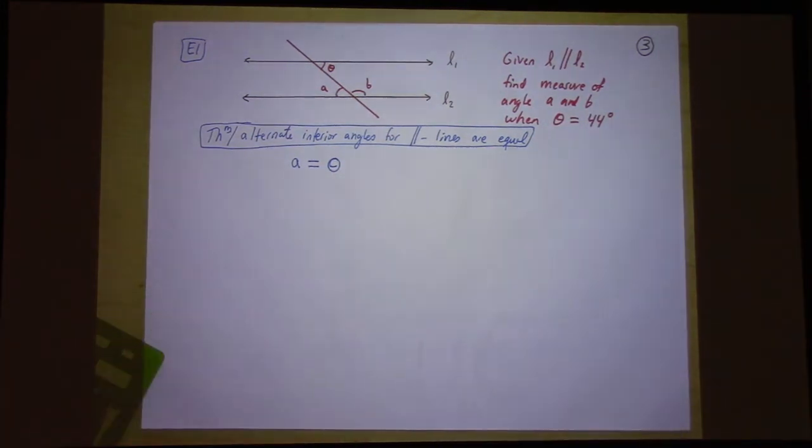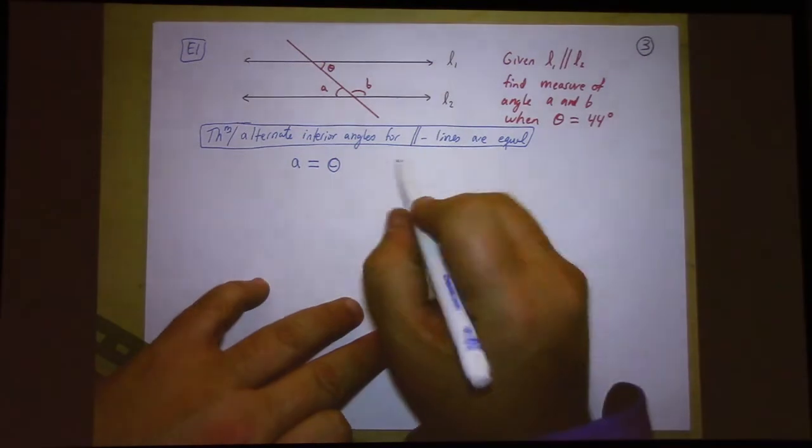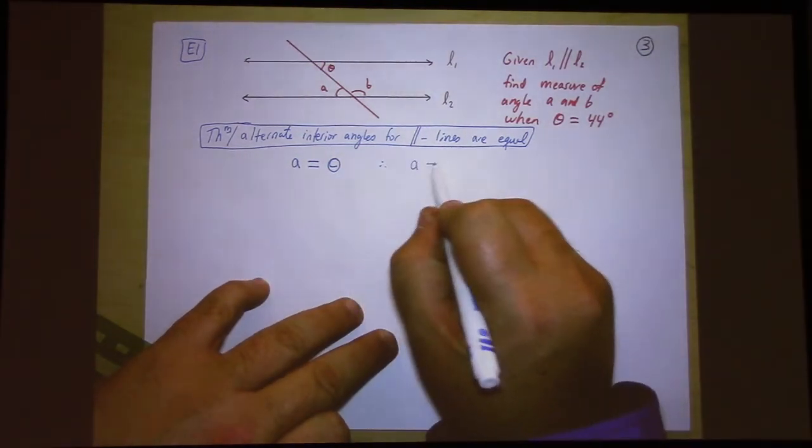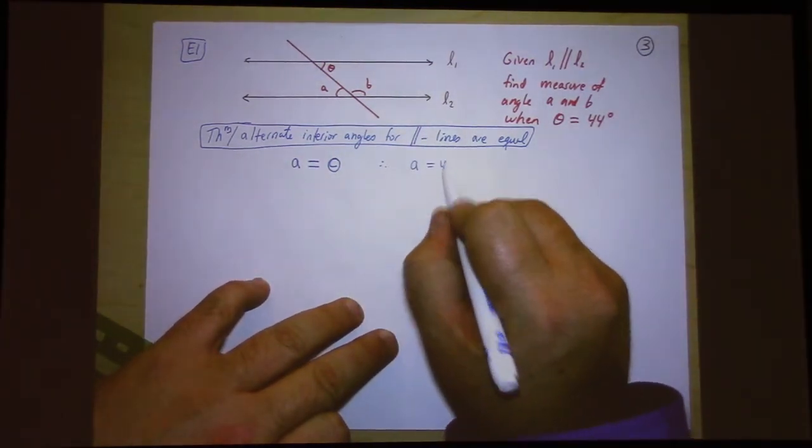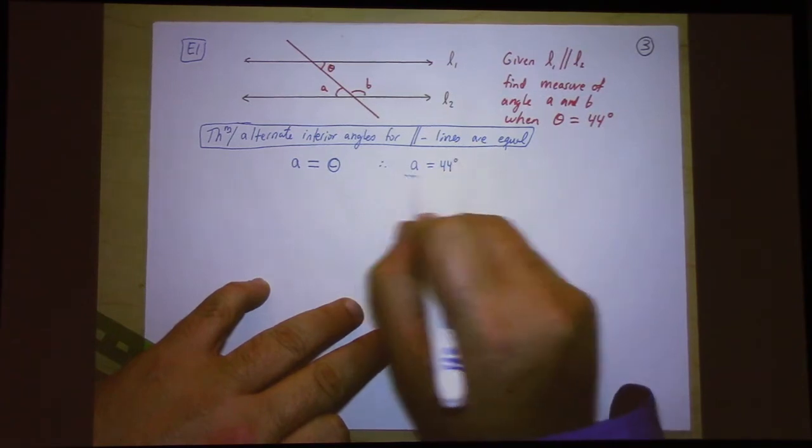Do you see why I say they're alternate interior? I mean, that's just the name we give them. You can see it though, right? That angle A should be equal to the angle theta. Can you see it? All right. And so that means A is equal to what? 44, right? So we got that.